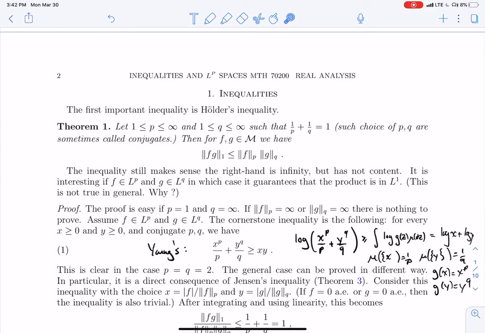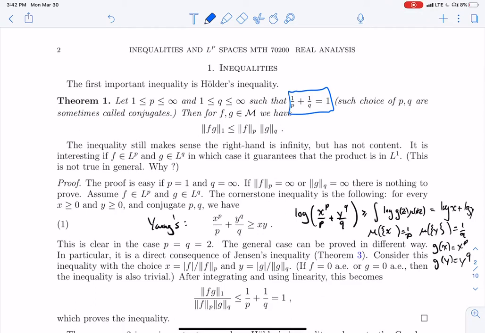Okay, so let's start with Hölder's inequality. It says the following. I take p again between 1 and infinity, maybe equality, and I have the conjugate of p, which is defined by 1 over p plus 1 over q equals 1. This is very important. So the conjugate of p is q with this relation. If p is equal to infinity, then the conjugate is 1, and vice versa.